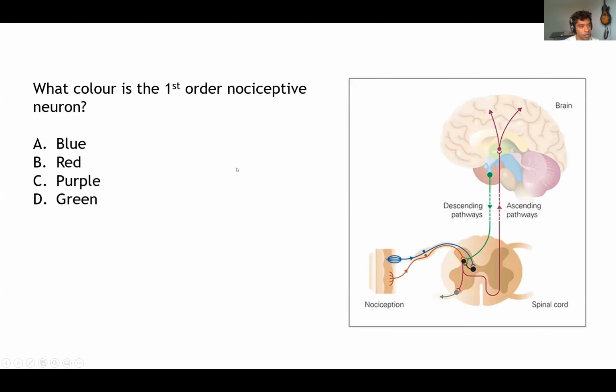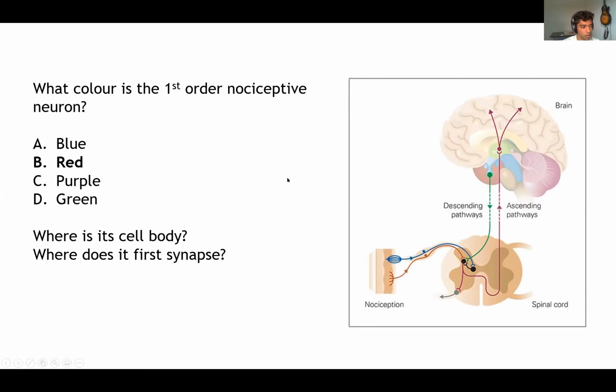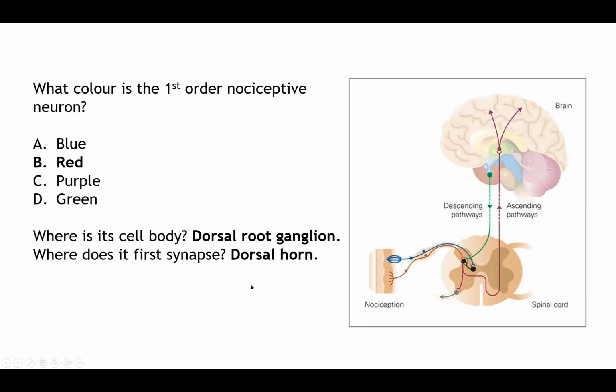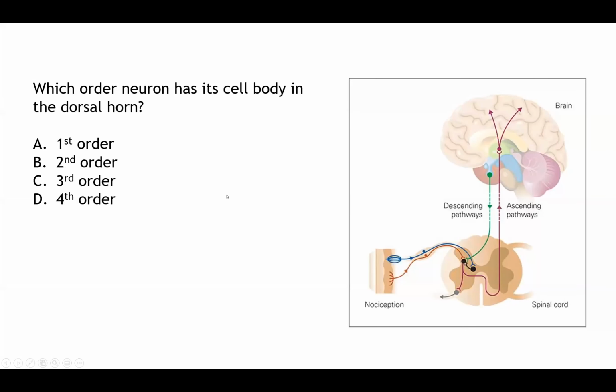What color is the first order nociceptive neuron? I think that's kind of brown or red, however you interpret that color. Yeah, cool. Where is its cell body? It's in the dorsal root ganglion. Its synapses are in the dorsal horn. Which order neuron has its cell body in the dorsal horn? Should be second.